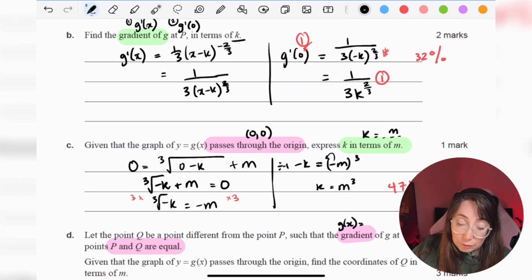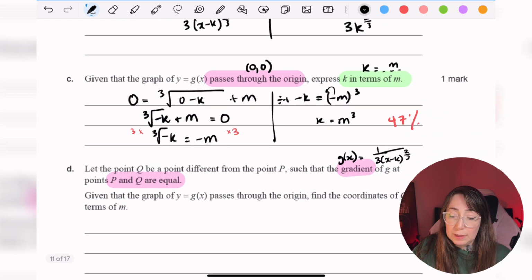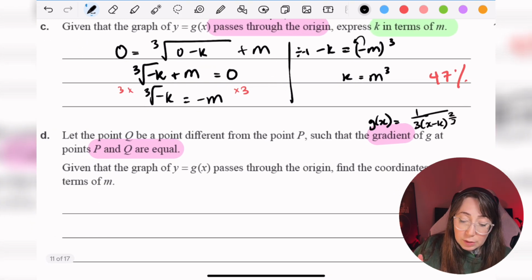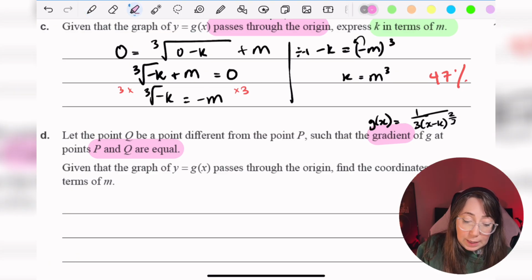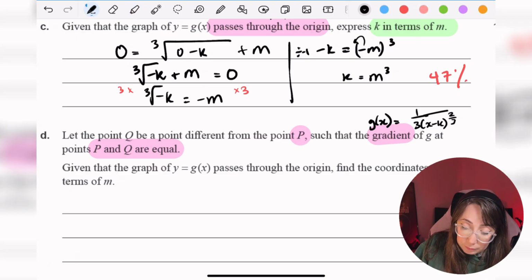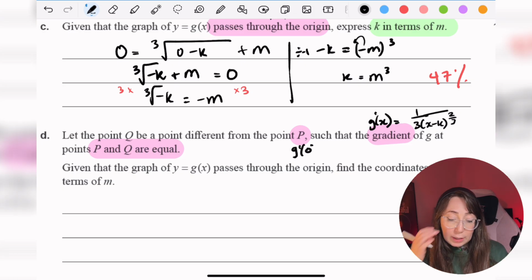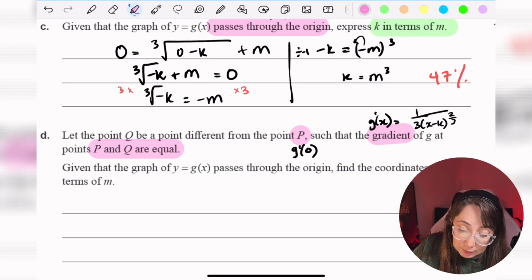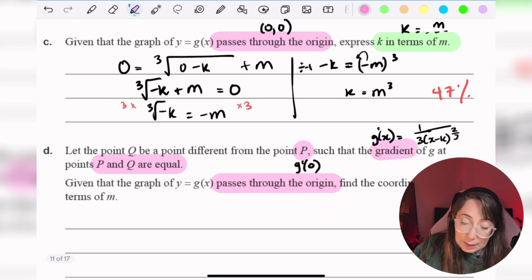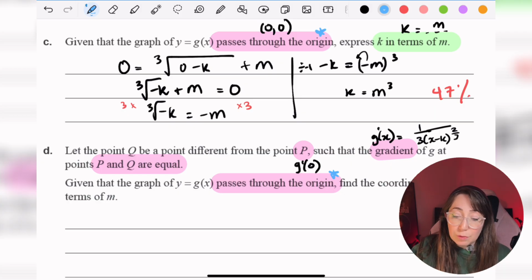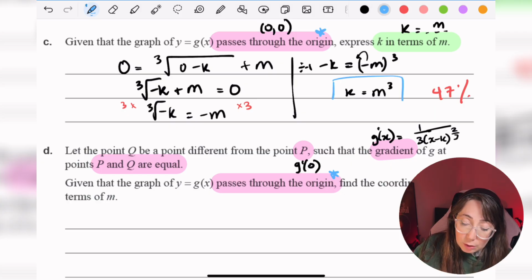So the gradient in general is 1 on 3 (x minus k) to the power of 2/3. That's all on the denominator. So I've just written that there just so I can keep that in mind. And I know specifically that at the point P, it's when x is 0. It says, given that the graph of y equals g(x) passes through the origin, so more key information, I'm just going to connect that. So just in terms of my thought process, that connects to this point here. So if it passes through the origin, that means this statement here holds true, that k is equal to m cubed.